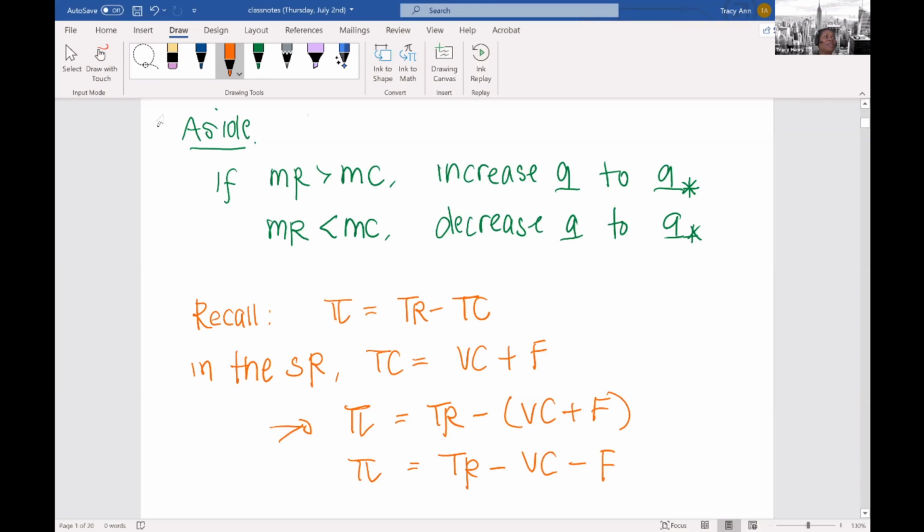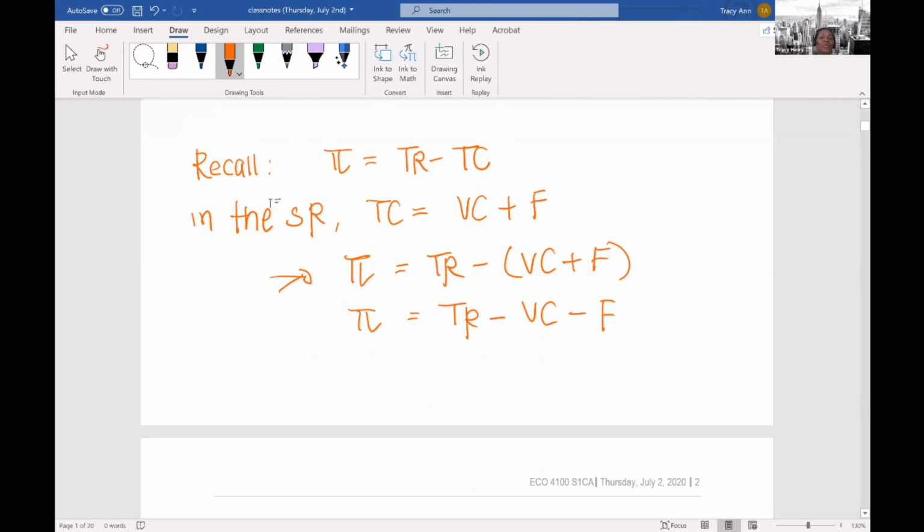But in the short run, fixed cost is fixed. Whether you produce a level of output such as Q star or whether you produce 0, you will still be faced with fixed costs. Fixed costs would be like the lease on your building or the interest you have to pay on the loan you took out to purchase machinery and equipment. Either way, whether I'm producing or not, I would still be faced with fixed costs. As a result, in the short run, fixed cost does not factor into my profit maximizing decision.